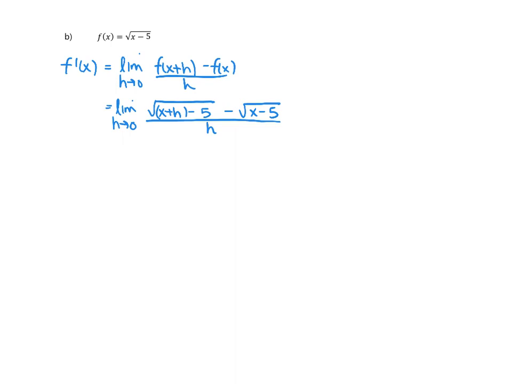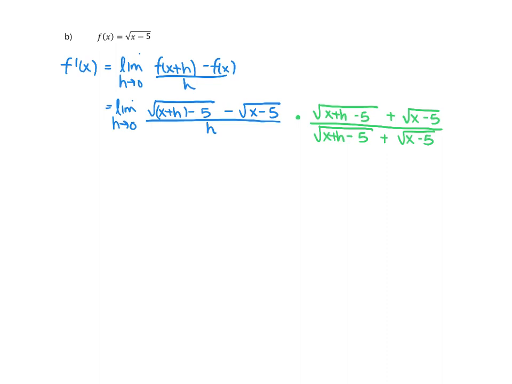And what's your strategy here? You see a radical, so you are going to multiply by the conjugate. So the conjugate is going to be the square root of x plus h minus 5, plus the square root of x minus 5. And of course, you have to multiply both the top and the bottom by that. Then you're going to use your skills from algebraic limits to simplify. Remember the rule: you're not going to do anything to the bottom, you're just going to leave it the way it is, and you're going to FOIL out the top, or expand and simplify it.